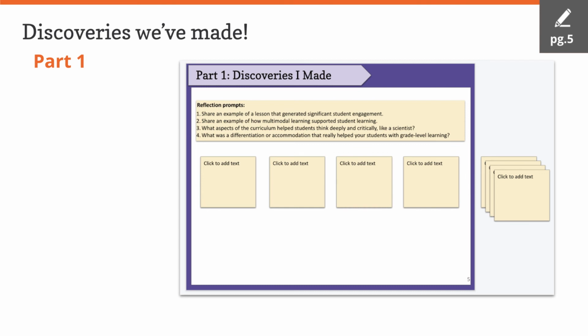1. Share an example of a lesson that generated significant student engagement. 2. Share an example of how multimodal learning supported student learning. 3. What aspects of the curriculum helped students think deeply and critically, like scientists? And 4. What was a differentiation or accommodation that really helped your students with grade level learning? Pause the video now.